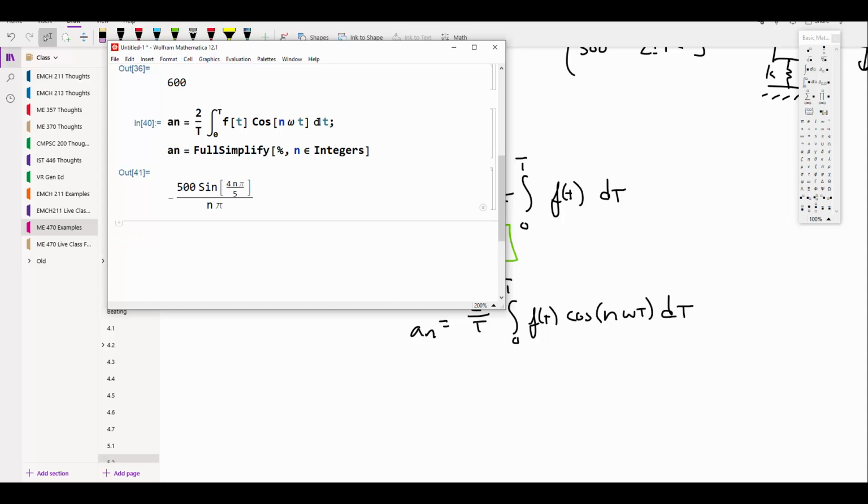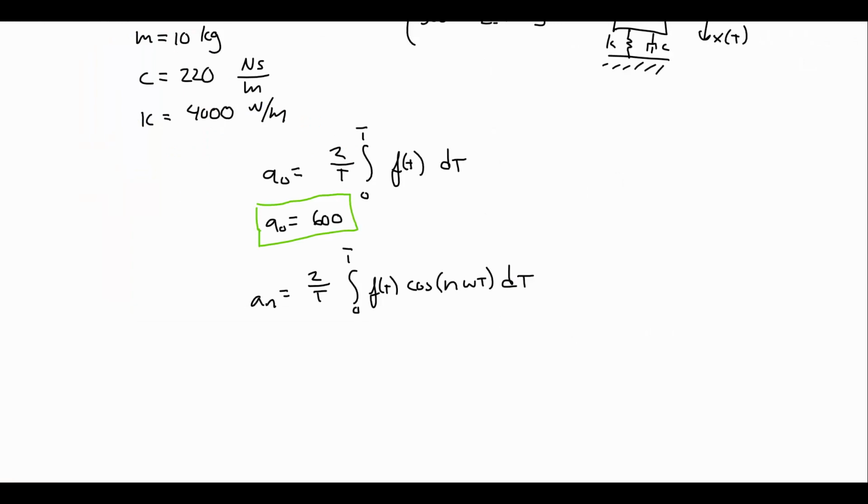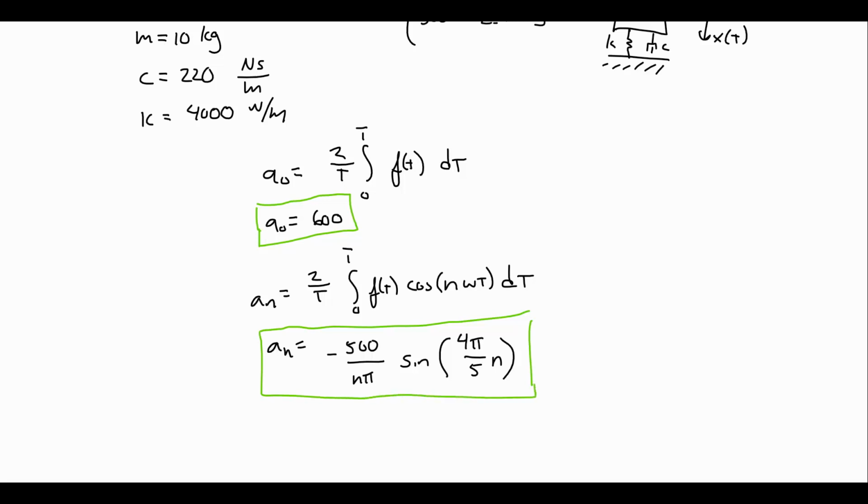Simplified down, applying n as an integer, that sine of 4n pi over 5 is not going to simplify down nicely. So I want to record now my an terms: it was negative 500 over n pi times the sine of 4 pi over 5 times n. And we're ready to find our bn terms.